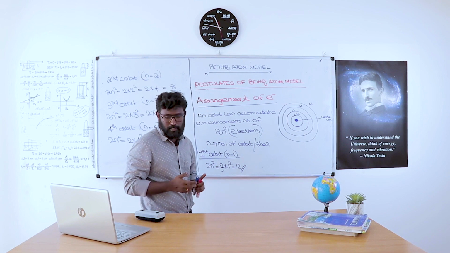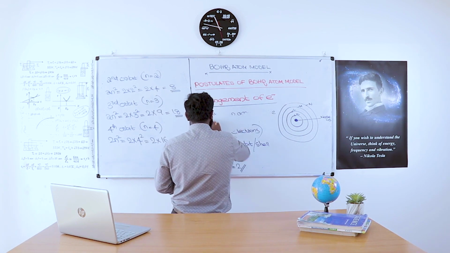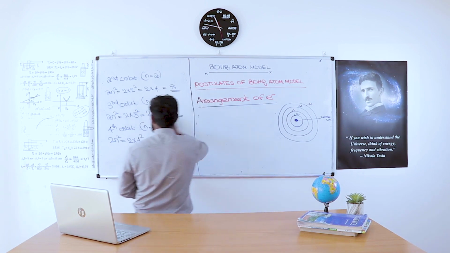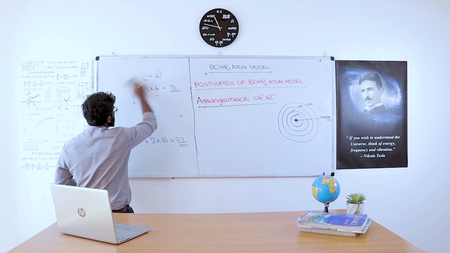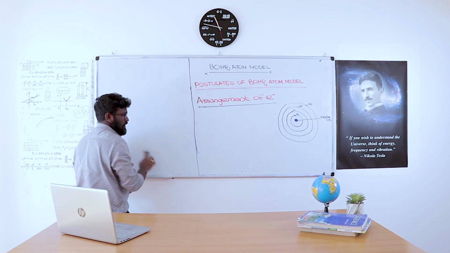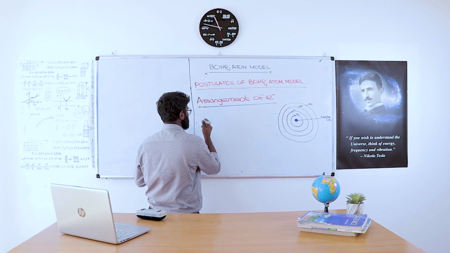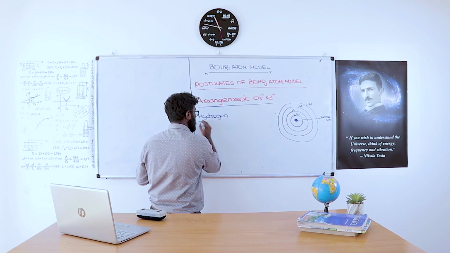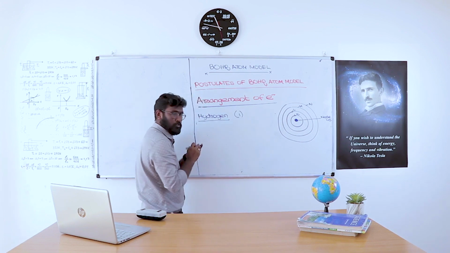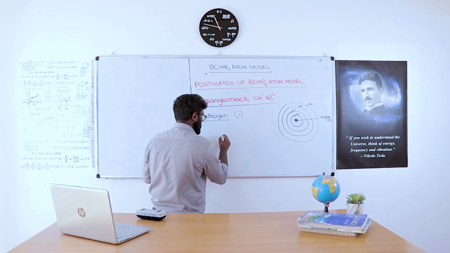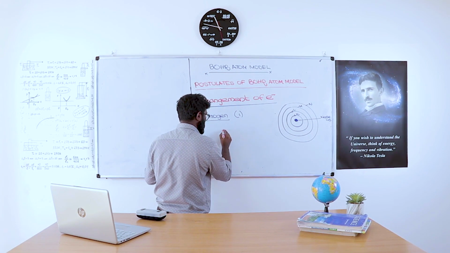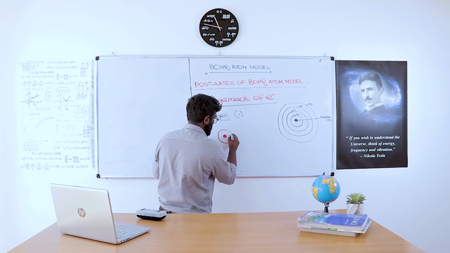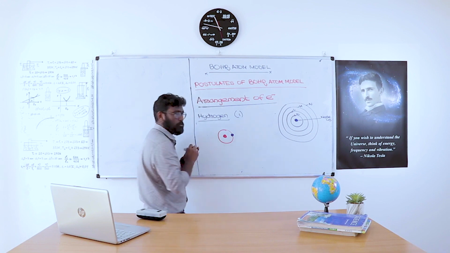So these are the arrangements. Now we can give some examples. For example, the hydrogen atom. The total number of electrons is 1. How can we accommodate the 1 electron? In the center there is the nucleus, and only one orbit is required. We can place 1 electron in the first orbit itself. So this is the arrangement of hydrogen.